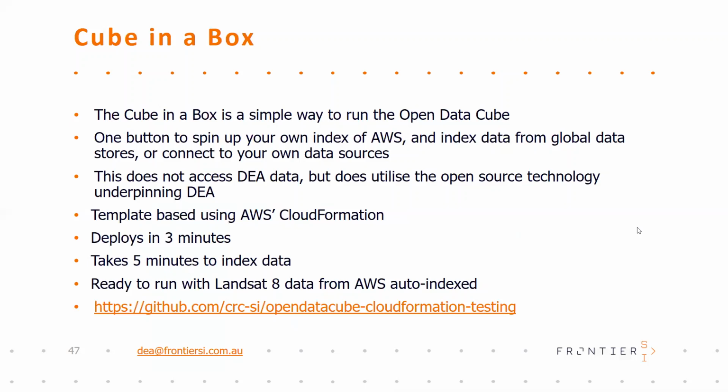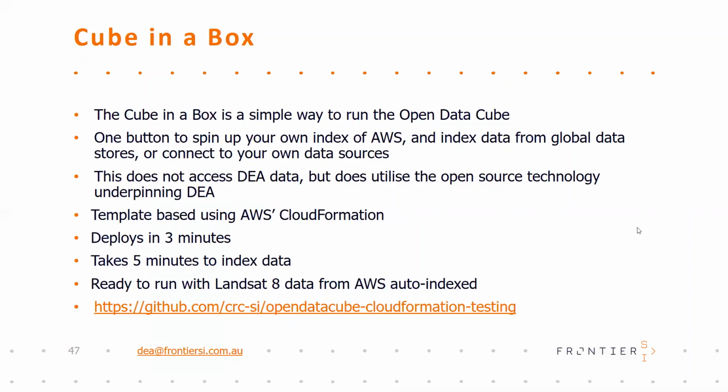So Digital Earth Australia is the Australian government deployment of the Open Data Cube. The Open Data Cube is an open source piece of technology which can be deployed for anybody and is currently being deployed globally for a range of both private industry and government applications. The cube in a box is a way that we've simplified the deployment of that so that it takes only about 3 minutes to go and set something up and then about 5 minutes to go and index the data that you want to point it to.